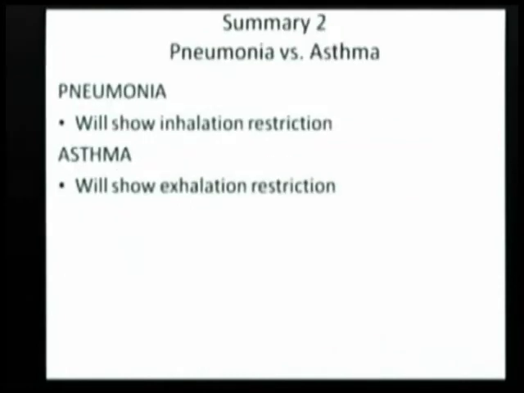So now, pneumonia versus asthma. With pneumonia, we've seen that because there is an increase in fluid with its high surface tension, there's an inhalation restriction. That is, there's a problem with inhalation. Inhalation will be very labored. Asthma alone will tend to show an exhalation restriction because of the predominance of bronchoconstriction, and when the lungs start to contract, those very thin lumens from the bronchoconstriction now close off very easily.